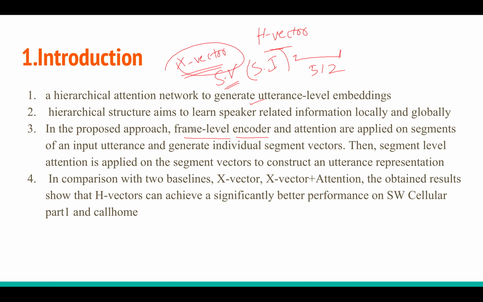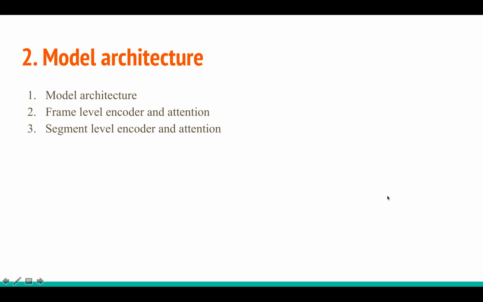These frame level features are pooled and fed into a segment level encoder. We'll show you the diagrams and so on. The segment level encoder will encode these frame level features into a segment level feature, and that can be used as an utterance level representation, right? They are doing experimentation with the Switchboard Cellular corpus and the CallHome dataset. I think the training was done on the SRE data, and testing was done on Switchboard Cellular and CallHome datasets, right?